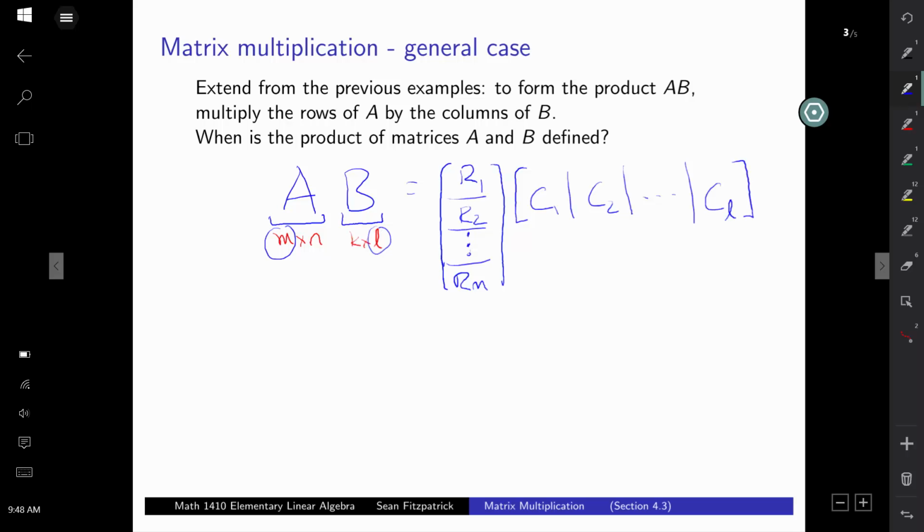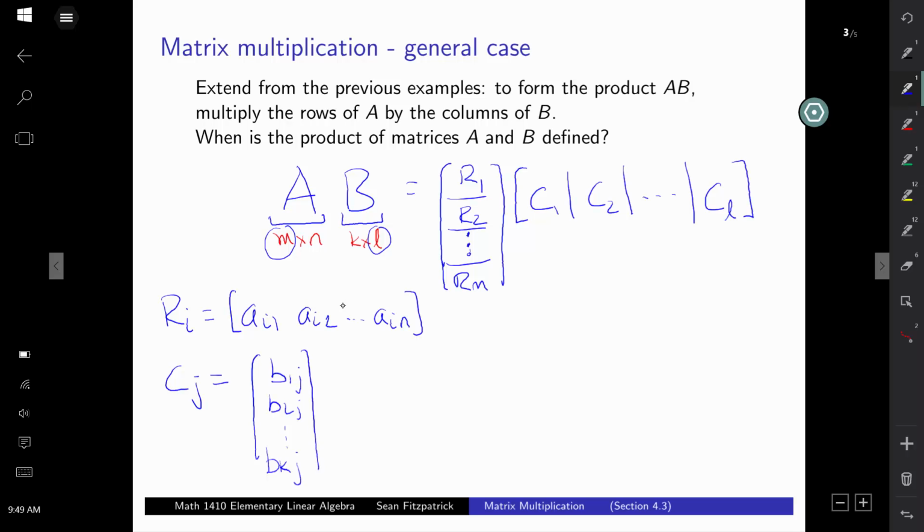Okay, and now what do I know? I know that row I from A is going to look like AI1, AI2, down to AIN. I know that column, let's say J, is going to look like B1J, B2J, down to BKJ, right? Where this N matches with that N, and this K matches with this K, right?